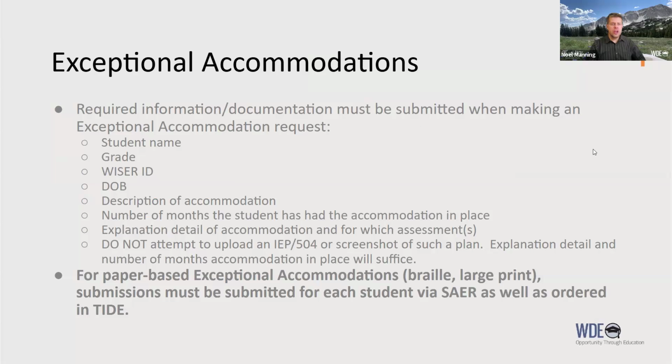When you log into SARE to submit an exceptional accommodation, again, there is required information and documentation to be submitted. A lot of this is what I've already spoken about for the exception request. However, it includes student name, grade, WISER ID, date of birth, and a description of the accommodation that the student needs that is not already built into the testing platform that this is being requested for.